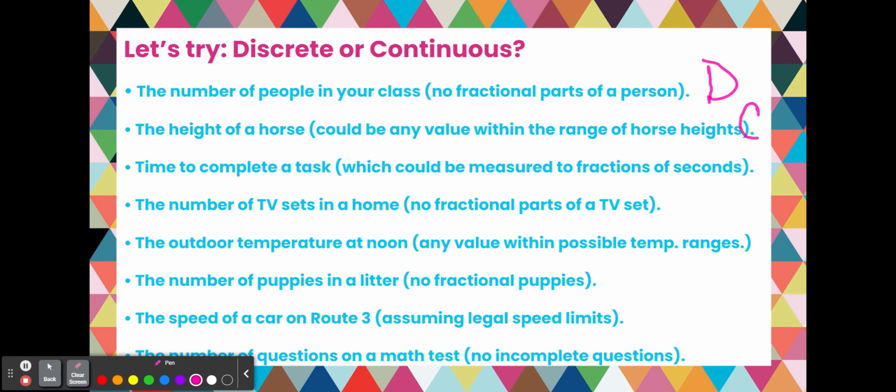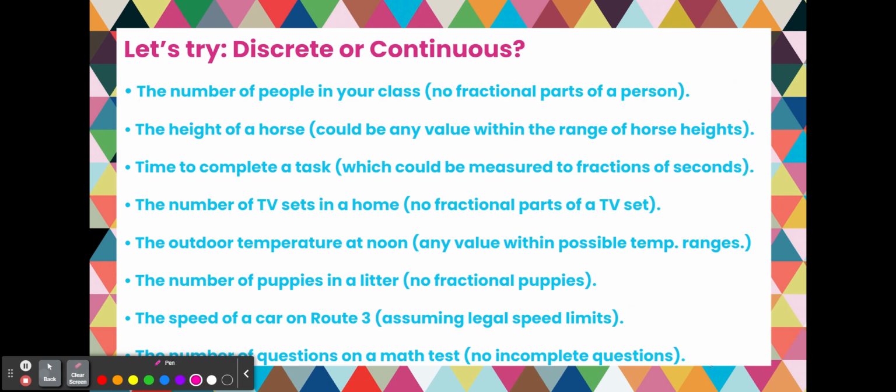Time to complete a task. Again, I could measure it with a clock. The number of TV sets in a home, I could count them, it would be discrete. The temperature outside, so I measure it with a thermometer, so that'd be continuous. Number of puppies in a litter, I can count them. The speed of a car would be a speedometer, so that would be continuous. The number of questions on a math test, I can count them, discrete.